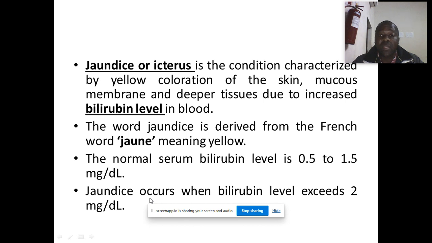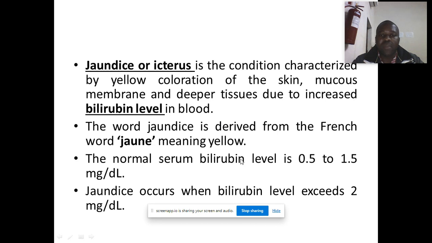The skin starts looking yellow. Same applies to the mucous membrane. They start looking yellow, and deeper tissues too, due to what? Increased bilirubin levels in the blood. Okay. So the word jaundice is derived from the word jaune, which is a French word meaning yellow.